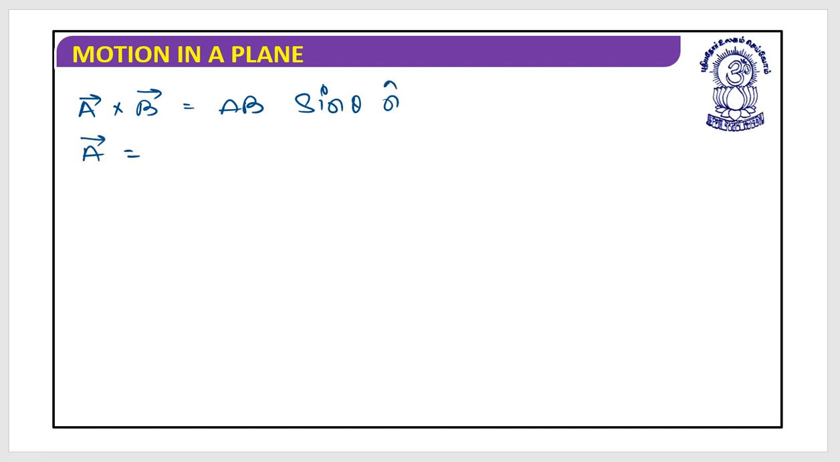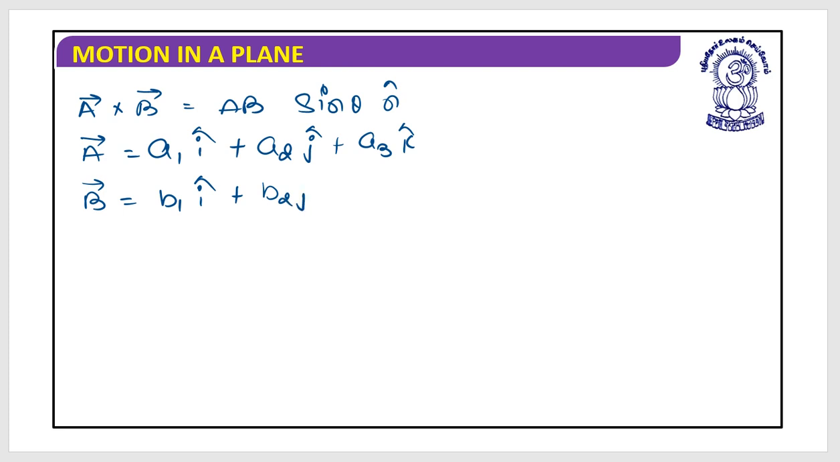My vector a was a1 i cap plus a2 j cap plus a3 k cap. Vector b would be b1 i cap plus b2 j cap plus b3 k cap. And I need to find a cross b, that is vector c. So this is vector c, or I can say the magnitude of vector c. The first row contains i, j and k.